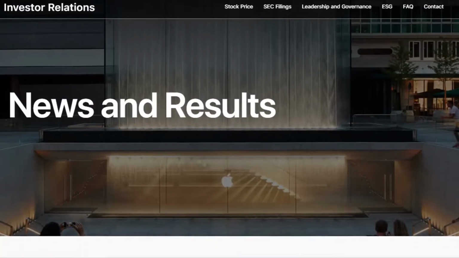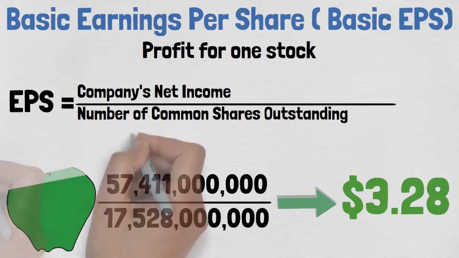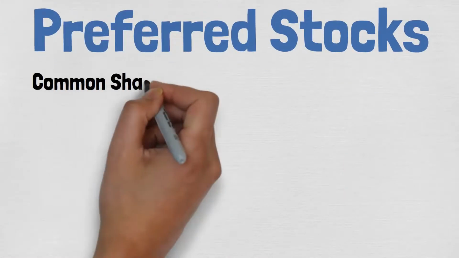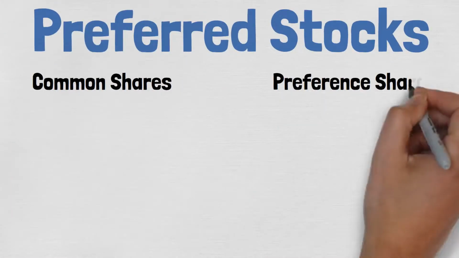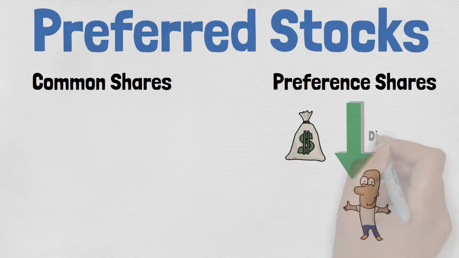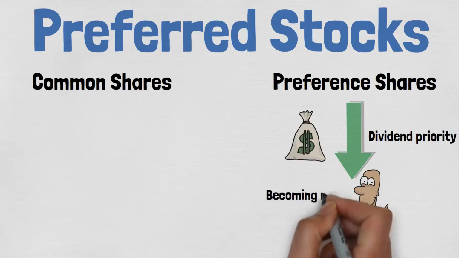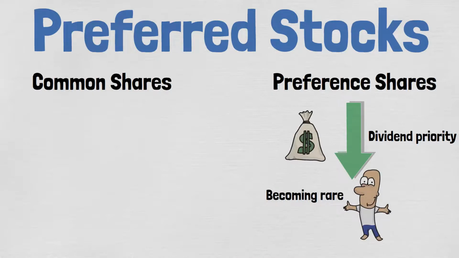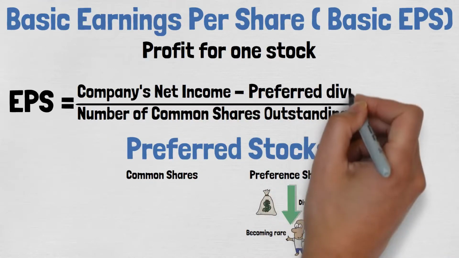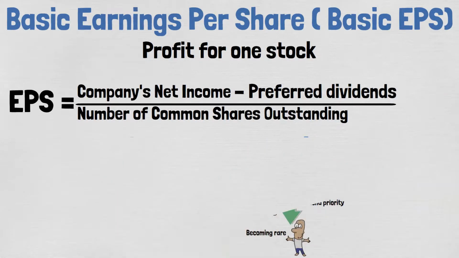The companies that are publicly traded usually have all the information on their website. If a company is paying dividends to preferred stocks, the formula is a little different. What this basically means is that some companies have preference shares, meaning shares that get paid dividends before the common shares. These preferred stocks are becoming very rare these days and you don't have to deal with them in most cases. So in most companies you don't have to think about this at all, but if you do, simply subtract the preferred dividends from the net income and divide that by the number of common shares outstanding.